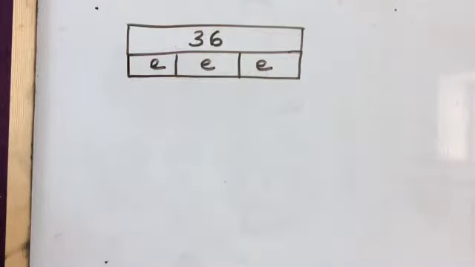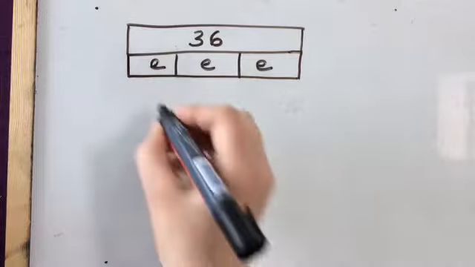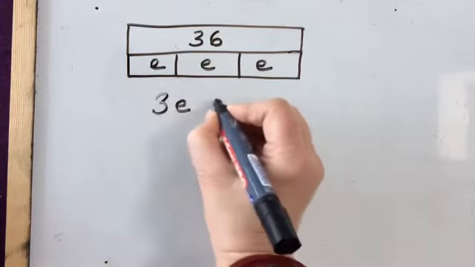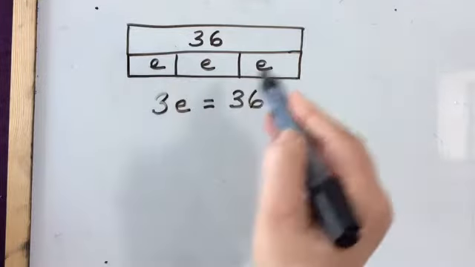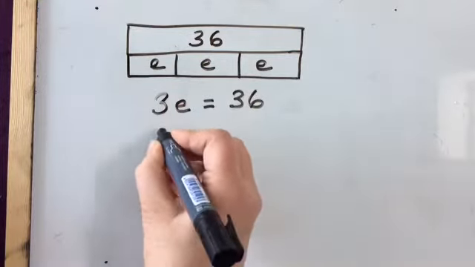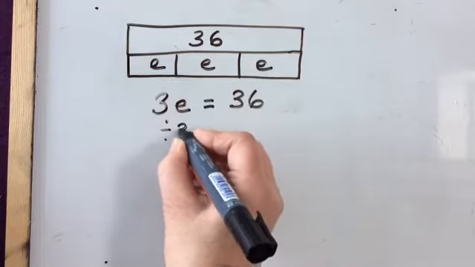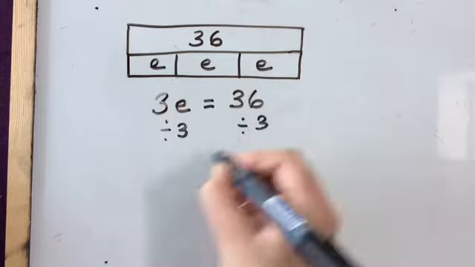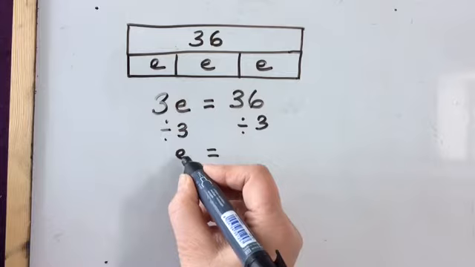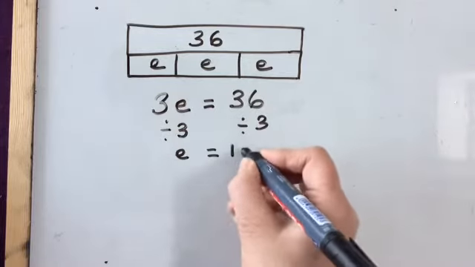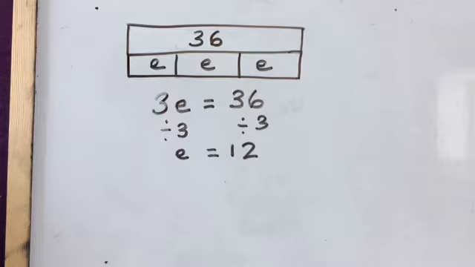Have a look at this bar model and again find the equation that it relates to and then solve the equation to find the value of E. So you should have found that we had 3E equals 36. As we remember that 3E is like 3 times E, we will naturally need to divide by 3 on both sides to find the value of 1E. So divided by 3 gives us E this side, 36 divided by 3 will give us 12. So the solution for 1E is 12.